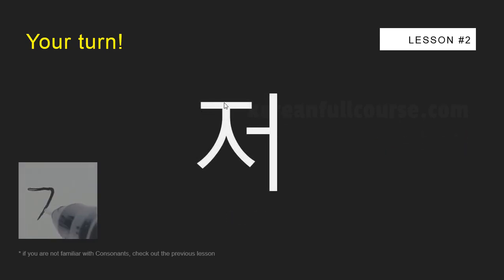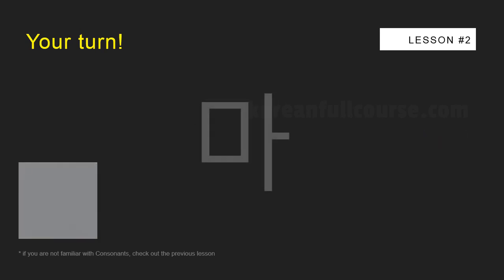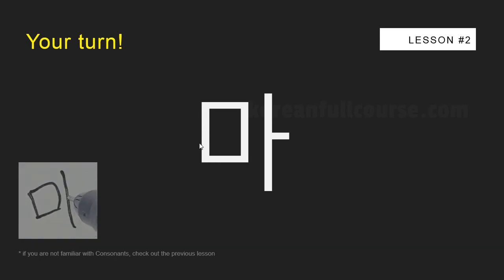The next one is cho. Next is, do you remember this consonant? It looks like the first letter in the Korean alphabet, k, but with the extra horizontal stroke over here. It also sounds similar to k. So this is ki, okay? And the next syllable is quite easy. It looks like a mouth. This letter is ma.